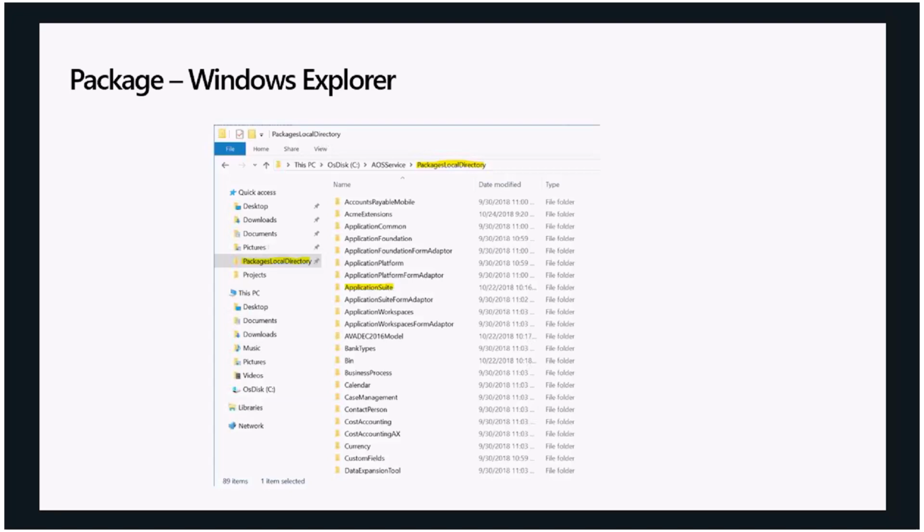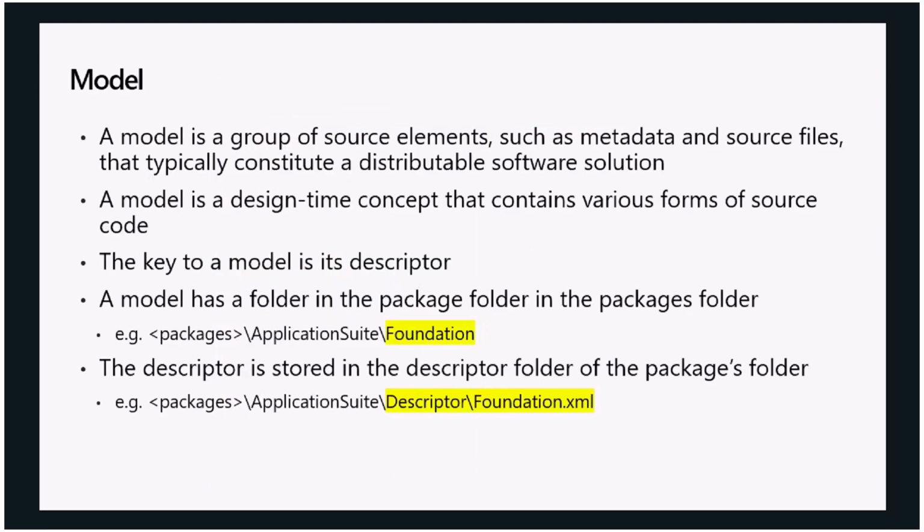Now a model is a group of source elements such as metadata and source files that make up a software solution. The model is a design time thing, and it contains the actual source code. The key to a model is its descriptor. A model has a folder in the packages folder. So the packages folder contains all the packages, like application suite is one of them, and the model for application suite, or one of the models, is the foundation folder.